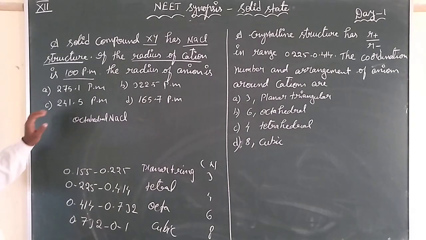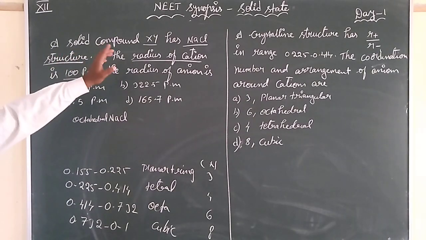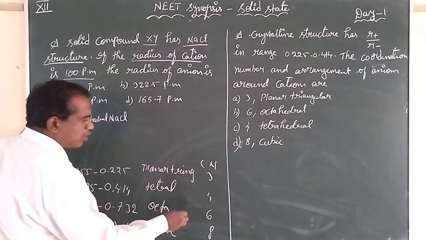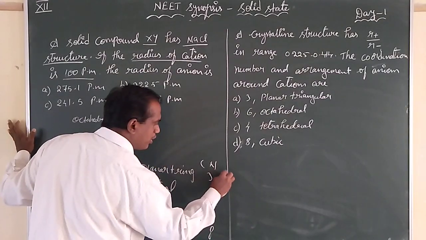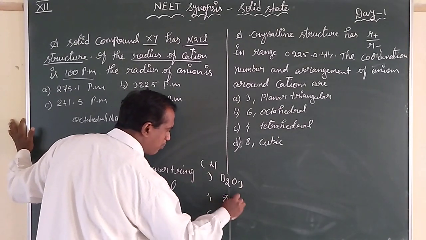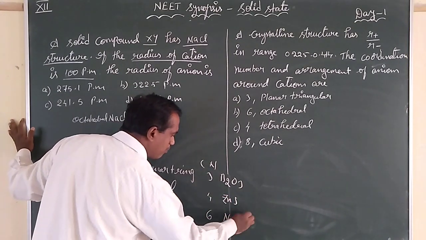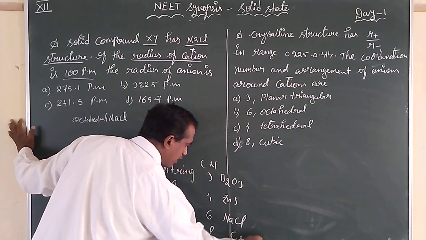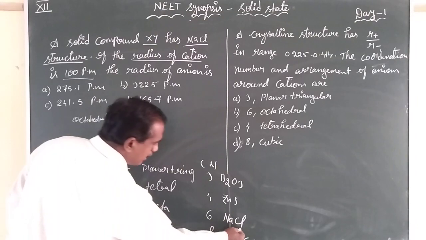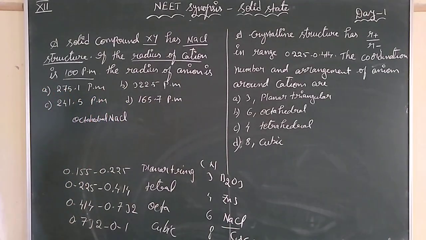What are the questions they have raised here? A solid compound XY has NaCl type of structure. For these, examples have also been given. This will show B2O3 type of example, zinc sulfide type of example, NaCl type of example, and cesium chloride type of example. What they are saying is that it is showing NaCl type of arrangement.